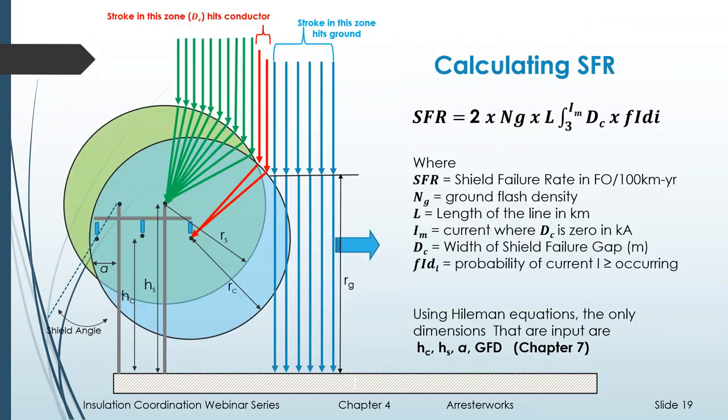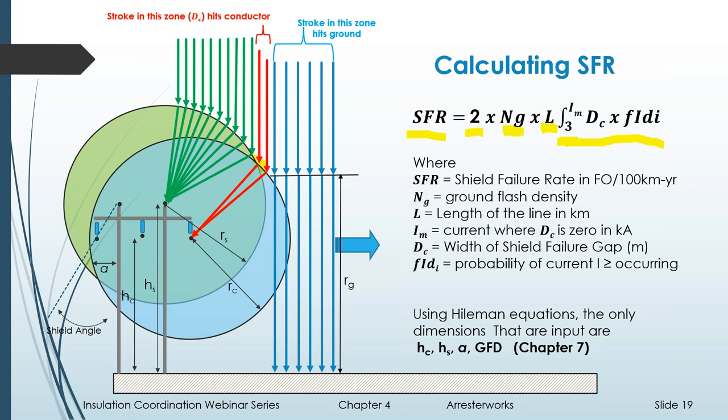Let's move on. So it is possible to calculate this shield failure rate. You use, of course, the ground flash density. You use the length of the line. And then you use the integral of this little zone here, this collection zone for the phase conductor, from 3 kA up to Imax, or where D sub C is equal to zero. So it's this integral plus the length plus the ground flash density, the number of times it could get hit, and then a factor of two. I don't remember why that factor of two is there, but oh, it's two sides in this case.